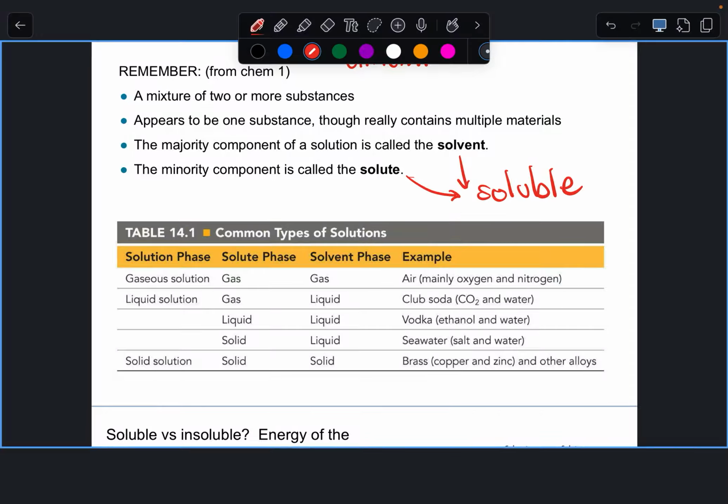The one that's probably the least common, or at least hardest for people to understand, is the idea of a solid and a solid mixed together, because they can't be in the solid form when they mix. They're not going to just combine with each other. They have to be first melted and then allowed to re-solidify. So metal alloys are the most common example of a solution where it's a solid and a solid.